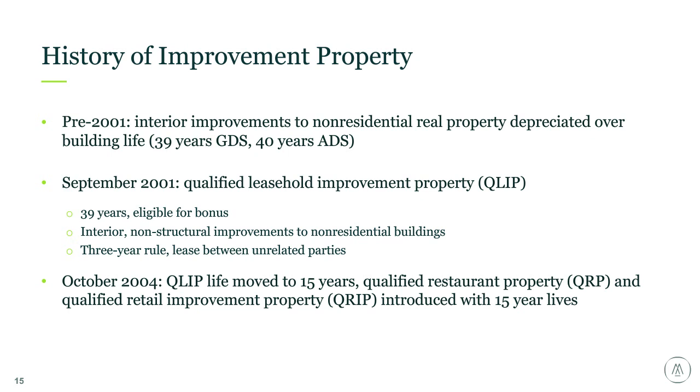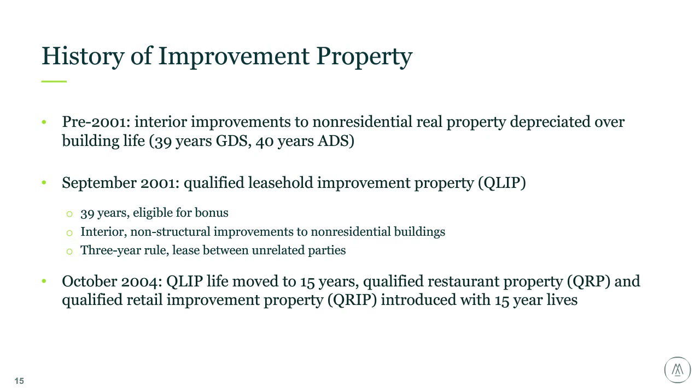In 2001, qualified leasehold improvement property was introduced at the same time as bonus depreciation. And we call qualified leasehold improvement property, we'll call it QLIP from here on out in this webcast. So QLIP improvements were recovered over 39 years, but they were eligible for bonus depreciation. So these were generally interior non-structural improvements to non-residential buildings.